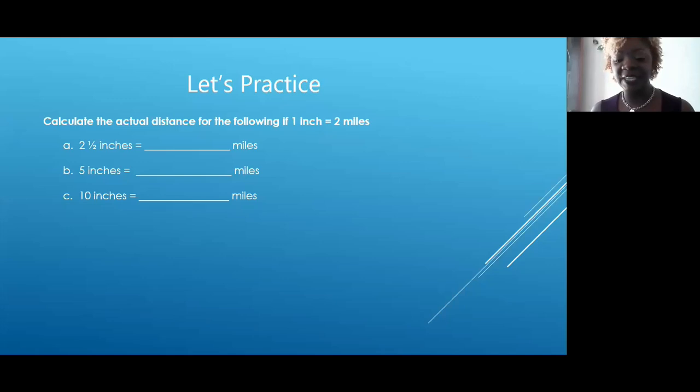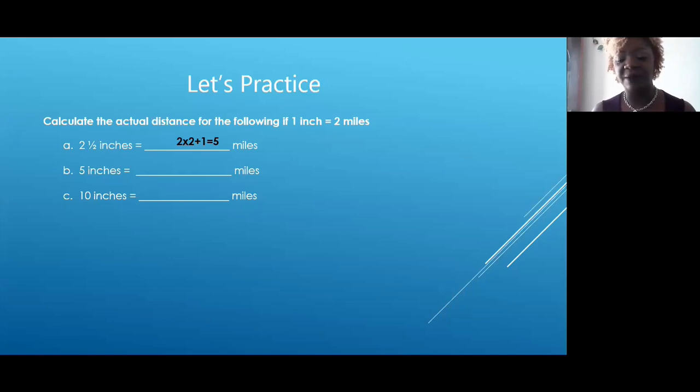If your answer is 5, you're correct. How did we get that 5? Okay, so 2 times 2 plus 1 equals 5. Where did I get that 1 from? Because the 1/2 inch equals, if 1 inch equals 2 miles, then 1/2 of 2 is 1. So that's where I got the 1 from. All right, just in case you were trying to recall this information. I know it's been a few years, but it will come back.